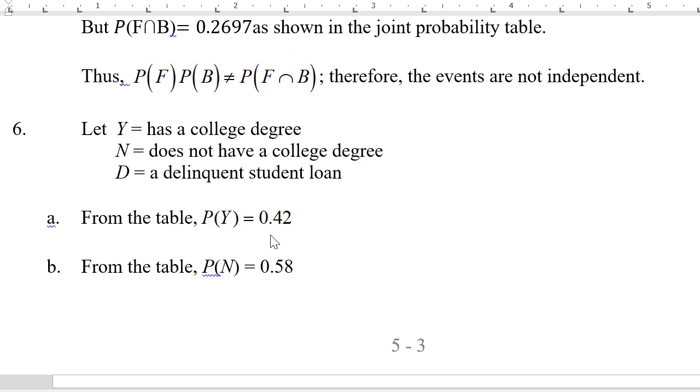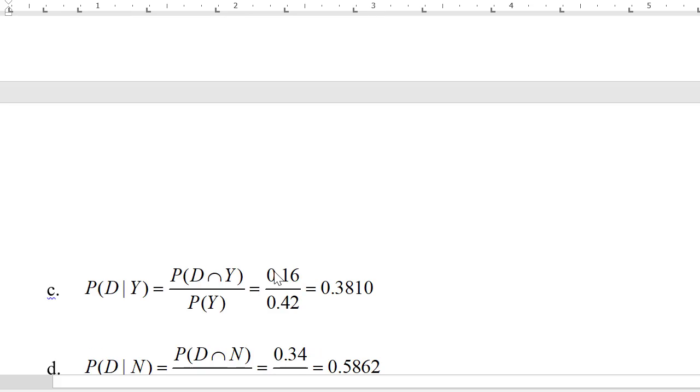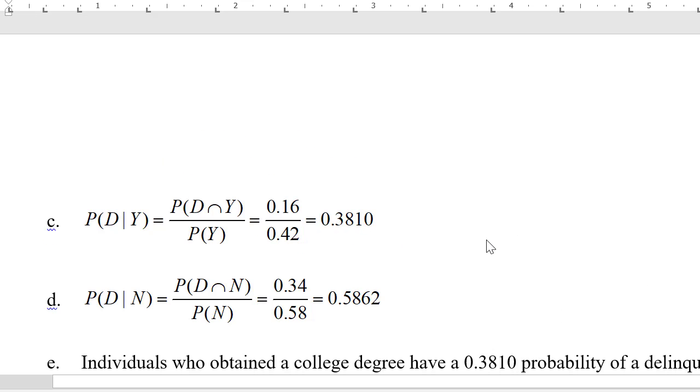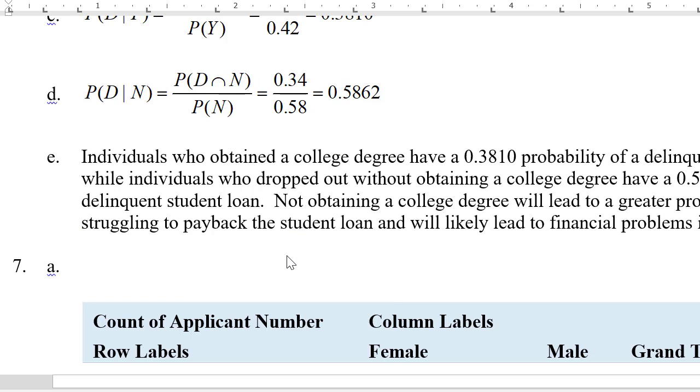The next item is 6, and again, you're given the joint probability table. From the table, the probability of yes is 0.42, and the probability of no is 0.58. For C, probability of D given Y, again, do the calculations. Part D, D given N, do the calculations. These are the values that we're looking at. The D intersection N is within the table, and then the probability of no comes from those marginal probabilities.